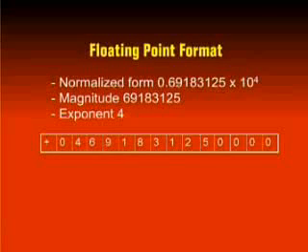Now, how do we represent this number using the 15-digit floating point decimal representation? Well, the most significant digit has the positive sign, indicating that this number is positive. The next 2 digits have the value 4, which represent the exponent. The last 12 digits have the number 691,831.25. Remaining digits are set to 0.